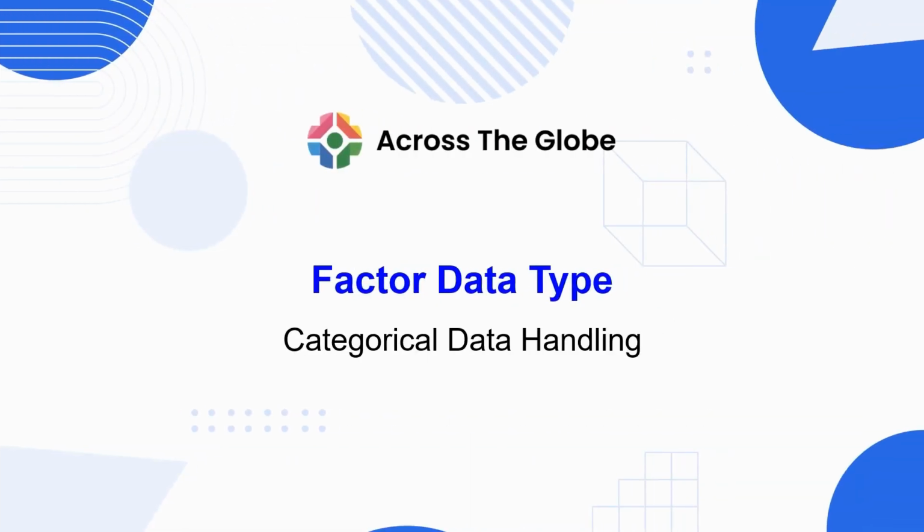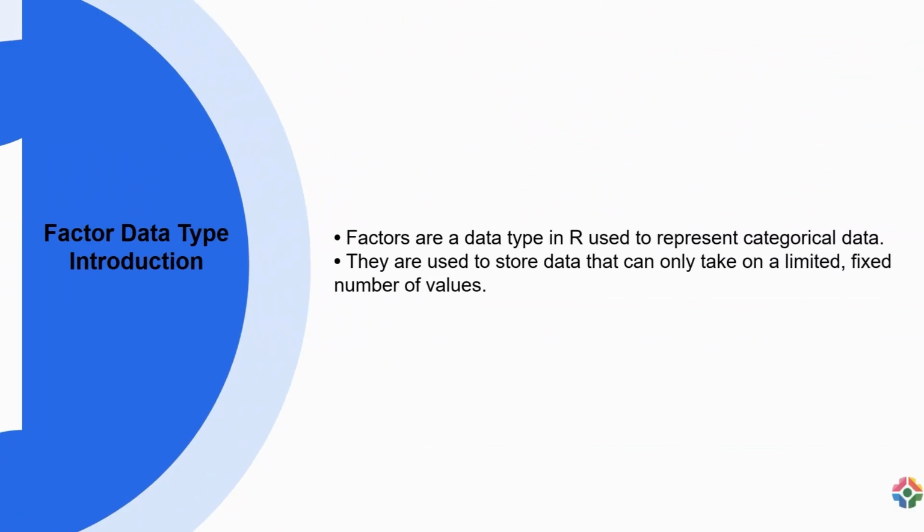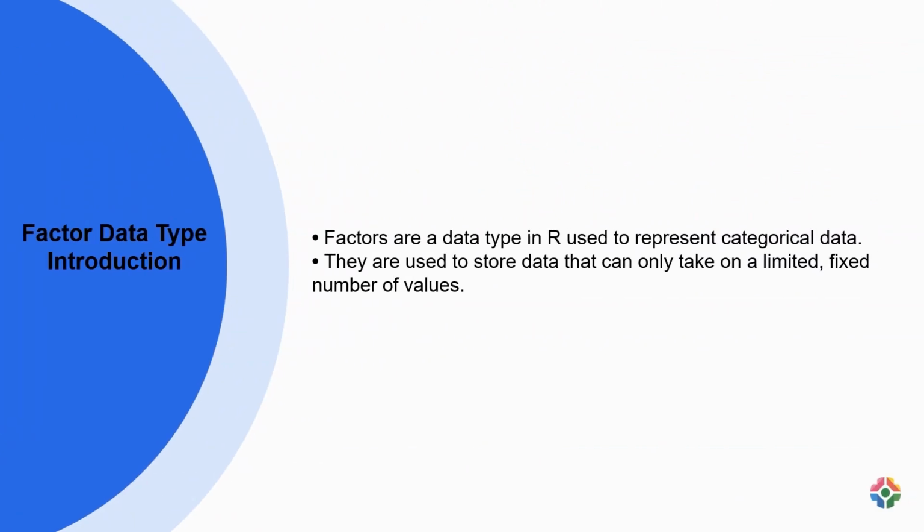Today we will learn about factor data type. Factors in R are a data type used for categorizing data into distinct groups. They are essential for storing information with a finite number of possible values. For example, when analyzing survey responses with fixed choices like yes, no, and maybe, factors are employed to efficiently manage and analyze this categorical data.